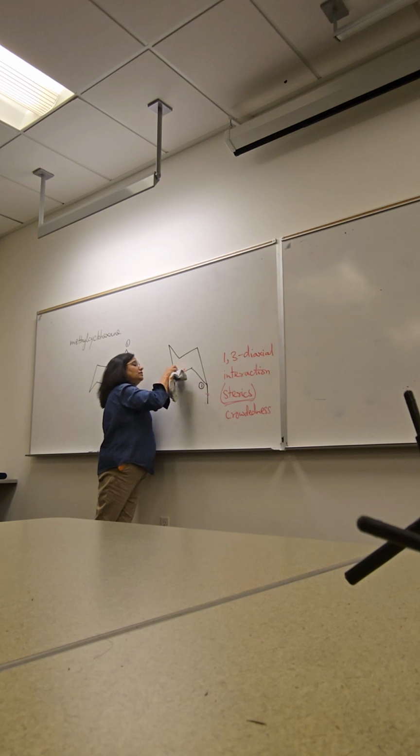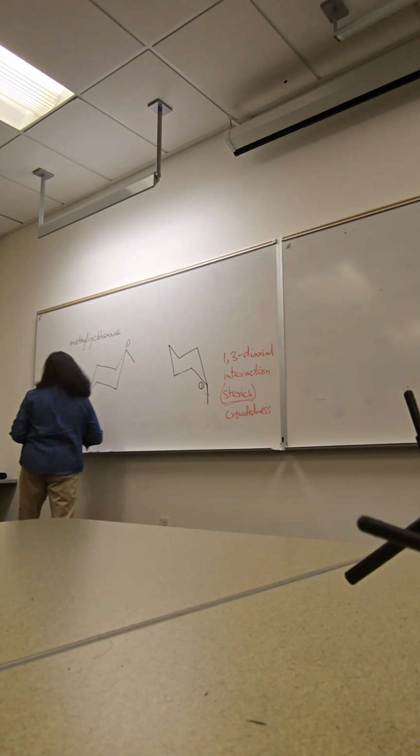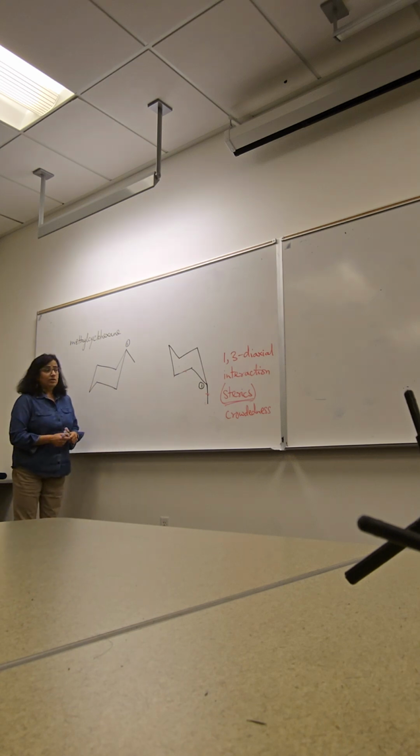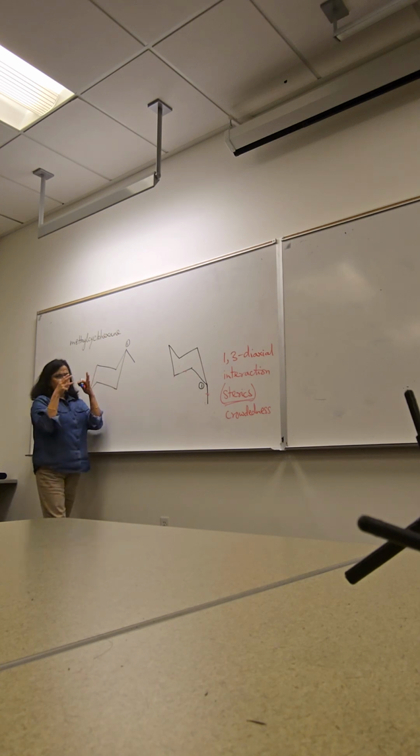So which of these two conformers, in your opinion, will be favored? Right? So at equilibrium, of course, they are ring flipping and becoming each other constantly, but at equilibrium, which of these conformers will exist more?